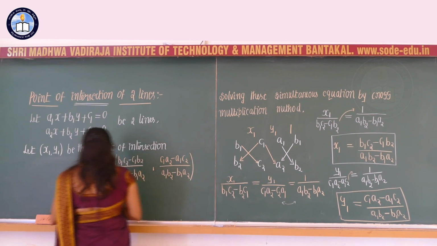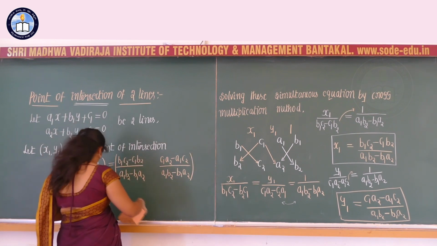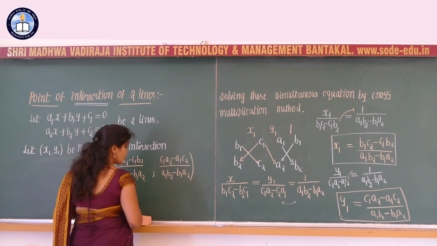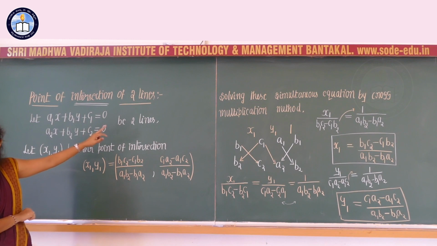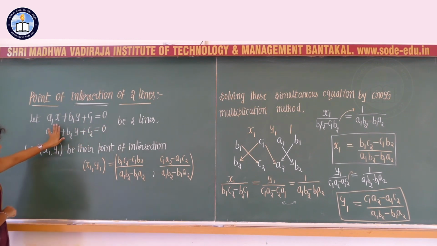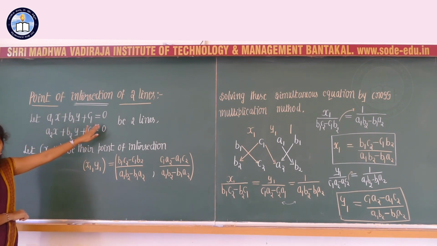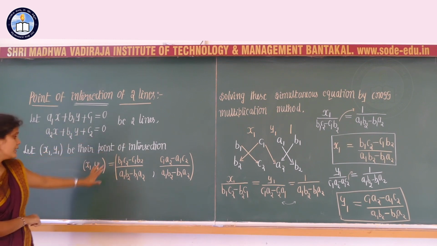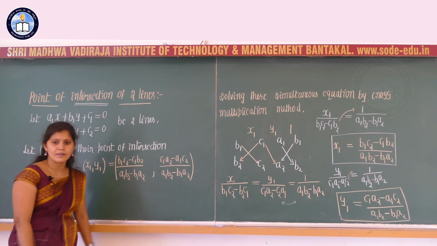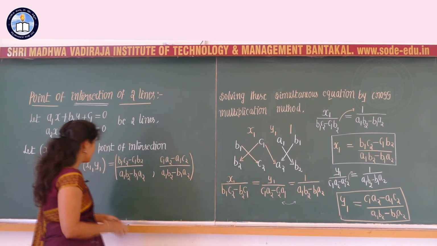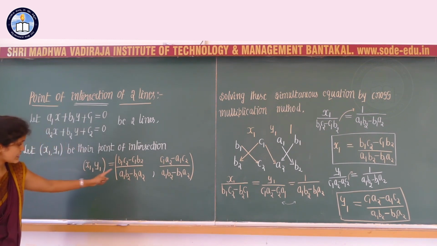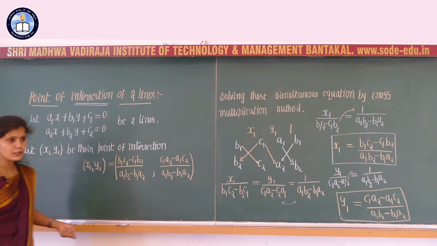So this represents the point of intersection of the two lines L1 and L2. So if L1 and L2 are two lines such that a1x plus b1y plus c1 equal to 0 and a2x plus b2y plus c2 equal to 0, then their point of intersection is given by this formula, that is, the ordered pair x1 comma y1 is equal to this x1 coordinate and the y1 coordinate.